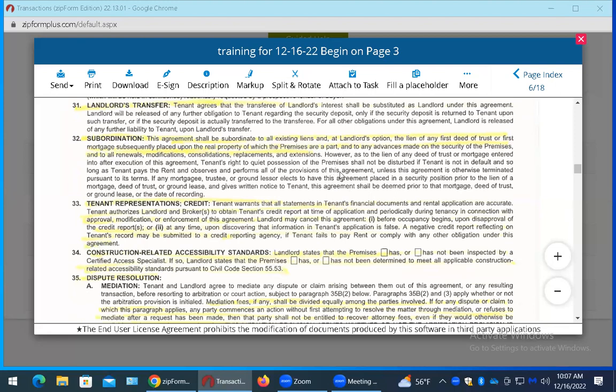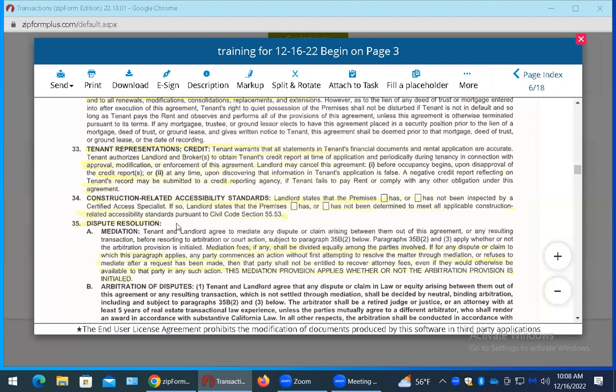Okay, so tenant representation credit. The tenant warrants, very important, that all the statements in their financial documents and their application are accurate. It also authorizes the landlord or their broker to obtain the tenant's credit report at time of application. You remember when we looked at the application, you make sure that your client or the tenant has signed the bottom of the application, because most entities that are running credit reports need that signature to run the tenant's credit. So they're going to want to see that on the application, that they have signed that it is okay for them to be running the credit.